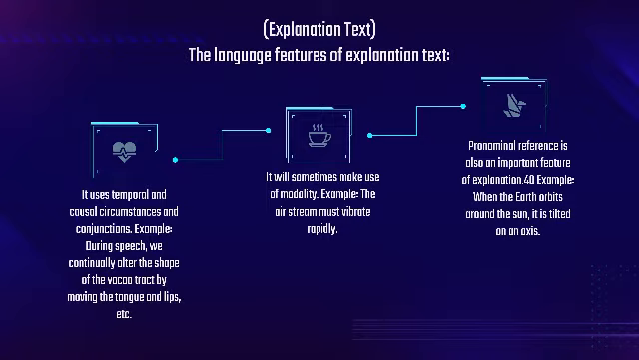And 6. Pronominal reference is also an important feature of explanation. For example, when the Earth orbits around the Sun, it is tilted on an axis.